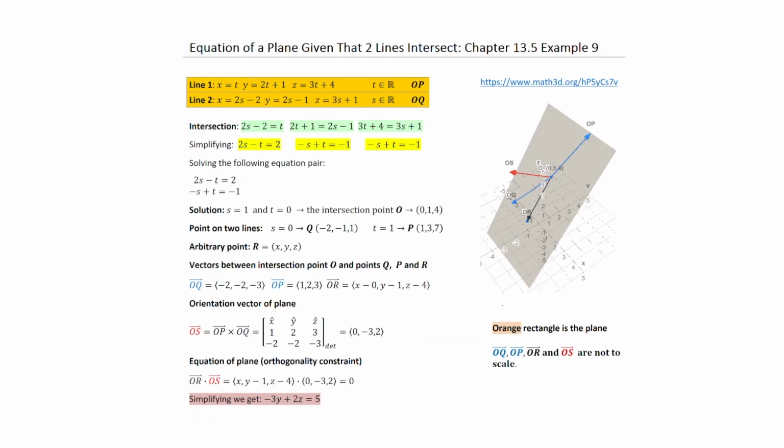Work it out. It's a scalar equation. And the resultant after simplification just becomes minus 3y plus 2z equals 5, which is the equation of the plane in which the two intersecting lines lie. And again, if you wish, you can click on this link and you can manipulate this particular plane, look at the different vectors. It's shown here as orange, but in actual fact, the color will vary depending on the orientation as you move it around. So that's just the way the problem was set up originally.